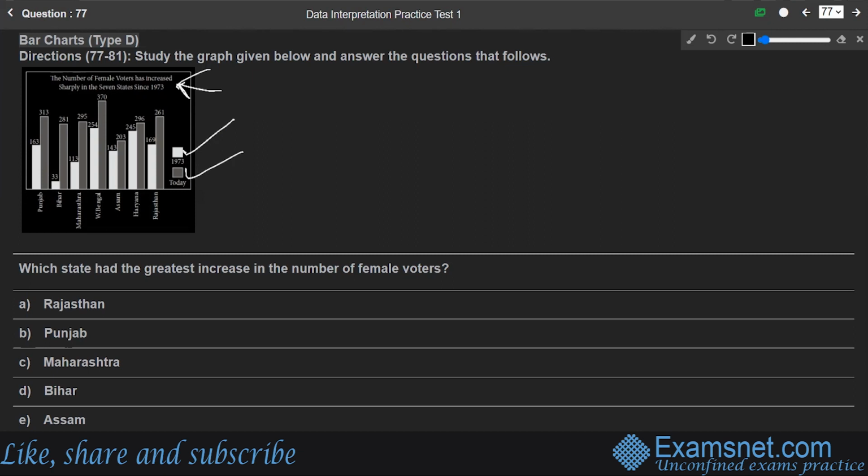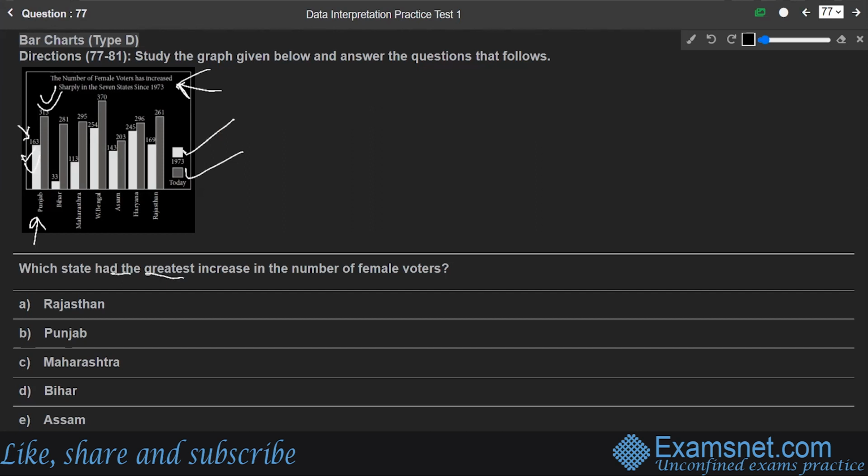If we want to study this for the state called Punjab, 163 is the value of the white bar. The unit must be given somewhere. They say the number of women voters has increased sharply, so clearly the unit is as stated itself. In Punjab, in the year 1973, the female voters were 163, and today the female voters become 313, and so on. We can read for all the states as provided. So let us go for the question.